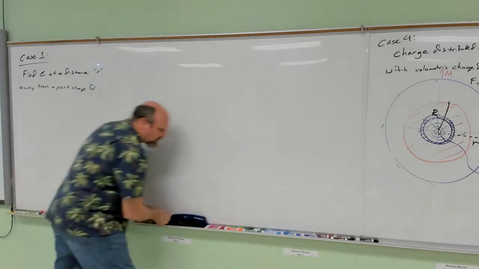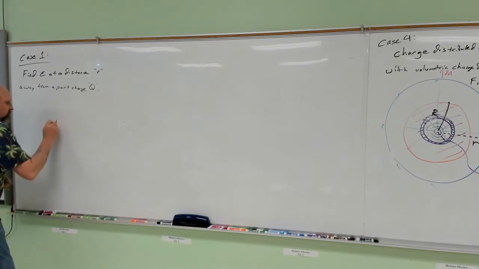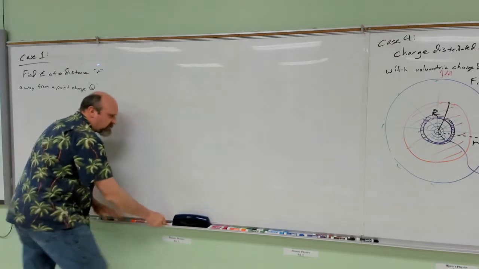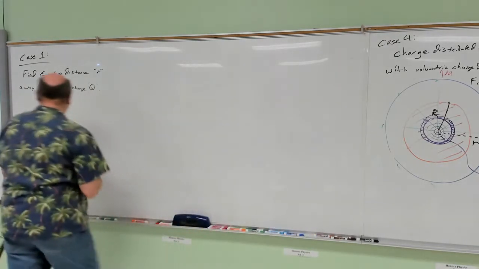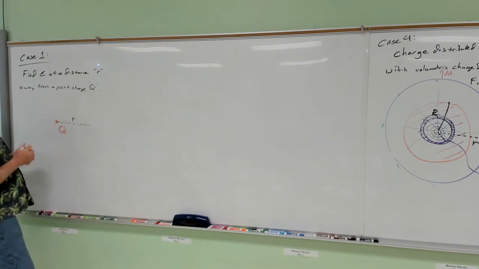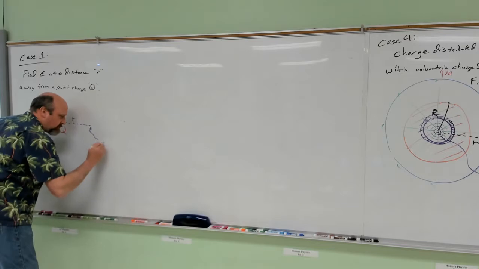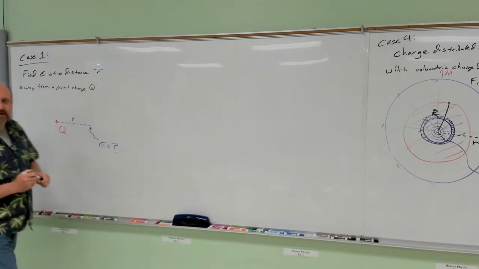The picture, you say, well, of course, the picture is going to look like this. We've got this point charge, this little point charge Q. And we want to find the E field strength some distance, little r, away from that point charge. So right there, how strong is the electric field strength?